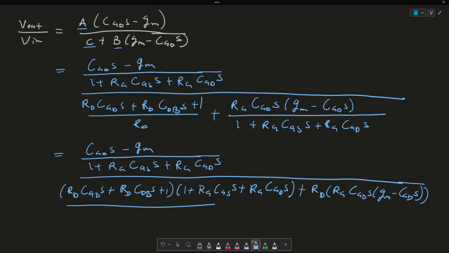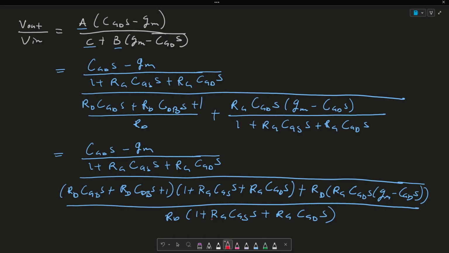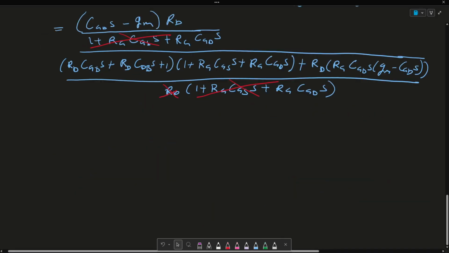And then my common denominator for all of this will be RD times 1 plus RGCGSS plus RGCGDS. And as you can see, the reason for doing that is because now this denominator cancels out with this denominator. And this RD then appears on the numerator up here. So then if we go ahead and clean that up, what do we get?